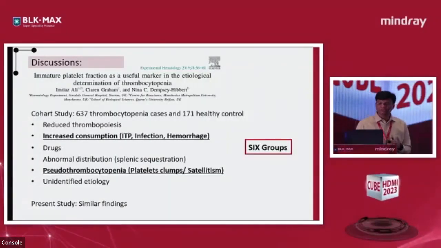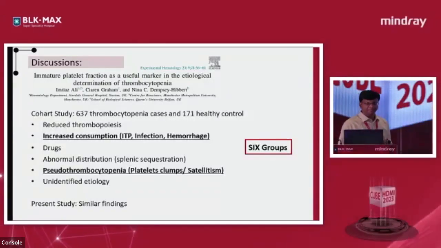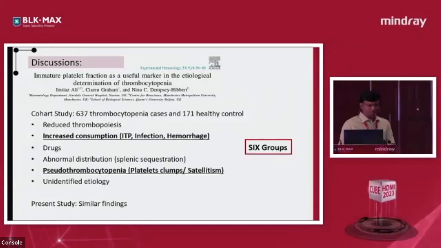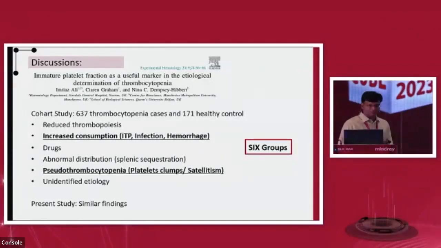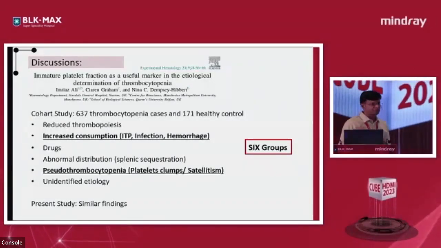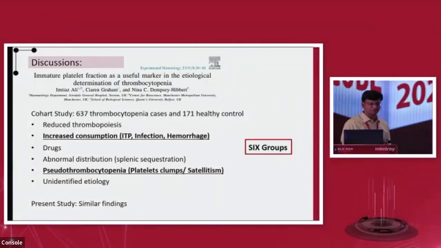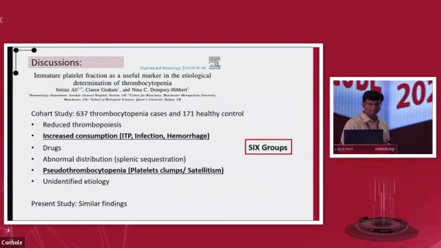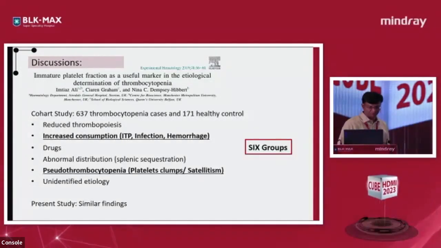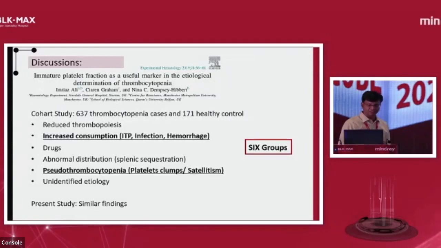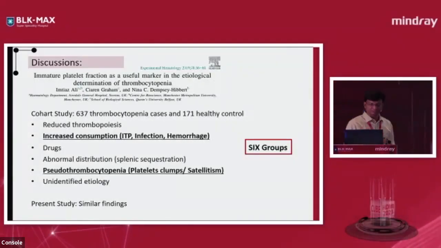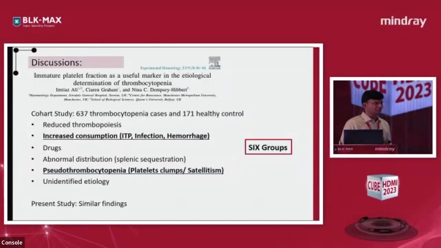Then a larger study happened in the UK. They categorized thrombocytopenia cases into 6 groups: reduced thrombopoiesis, ITP, infection, hemorrhage under increased consumption, drugs, abnormal distribution like splenic sequestration, and they also included platelet clumping and satellitism as one more group. And they found that the immature platelet fraction is increased in the increased consumption category as well as in ITP.